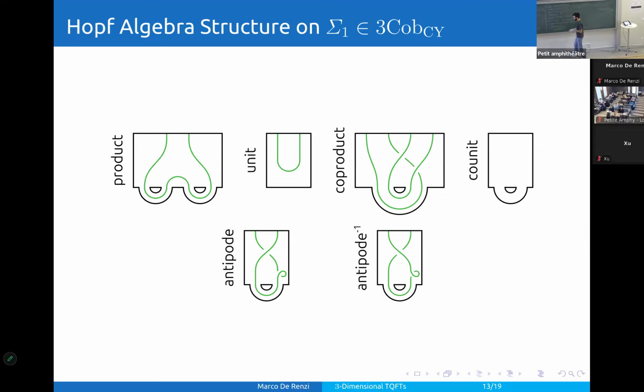And we can also write down explicitly what the structural morphisms are, but I will not do this because of time constraints. I will rather tell you what the other example to keep in mind is.